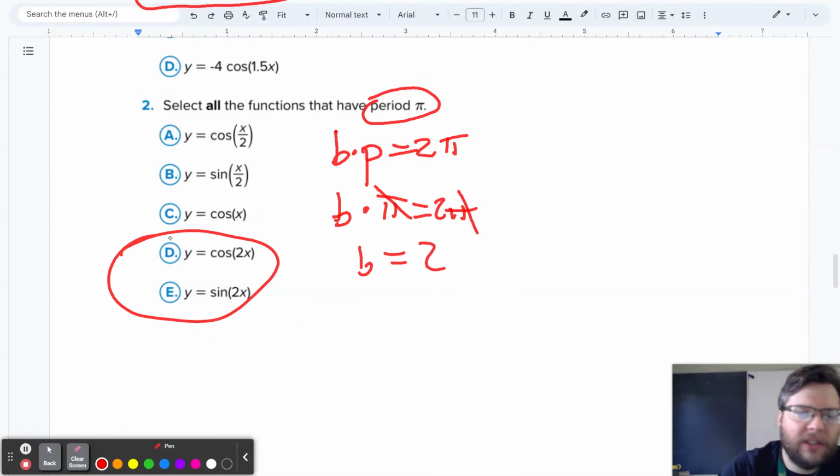So these two have a period of pi. This has a period of 2 pi. These have a period of 4 pi.